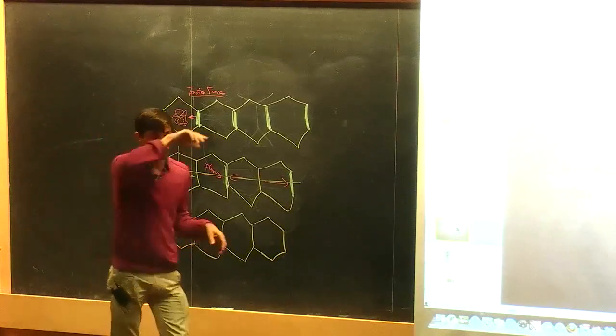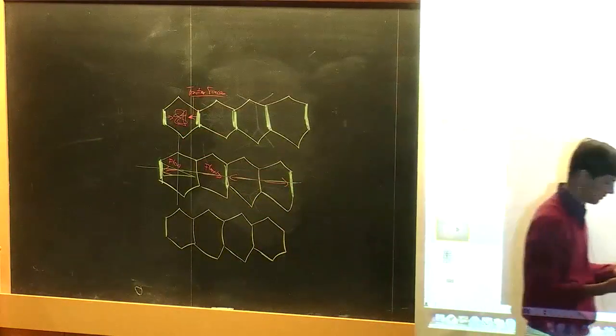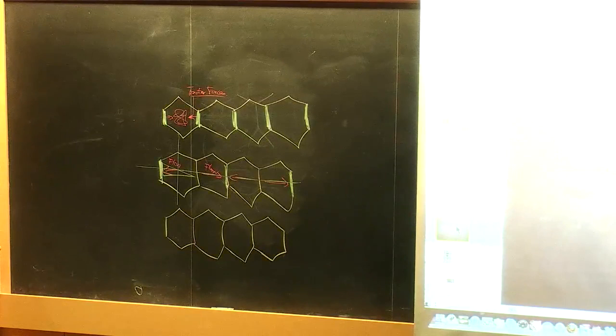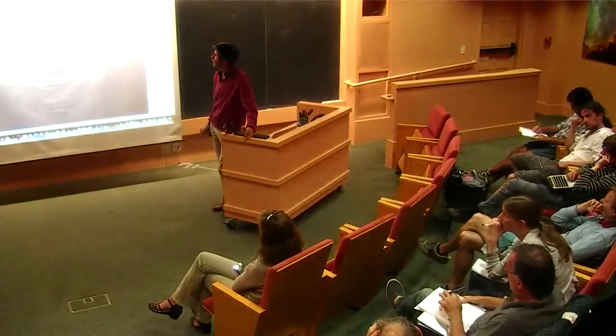Yes, Boris? I'm still puzzled by the difference between the two pictures. So here you say gradient polarized. Yes. So there what you show is not polarized but anisotropic.